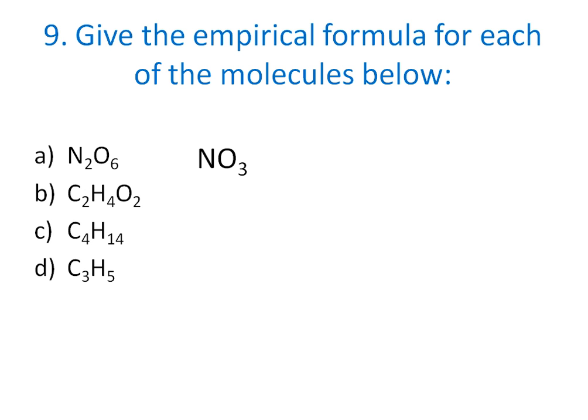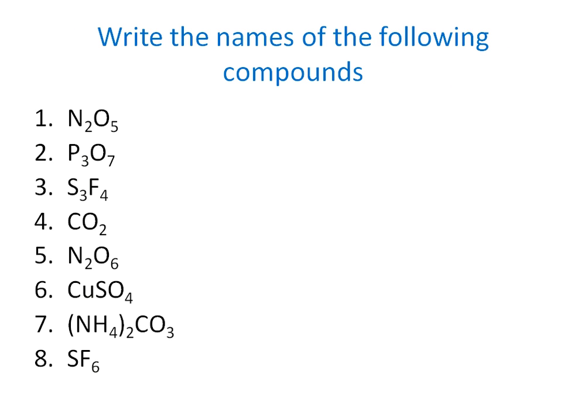N2H4O2, we divide all the subscripts by 2 to get CH2O. C4H14, we divide all of the subscripts by the least common factor, which is 2, to get C2H7. And C3H5 is already in its empirical formula.